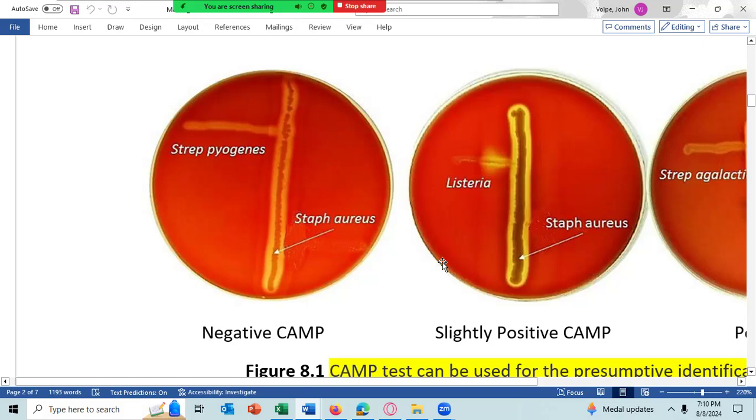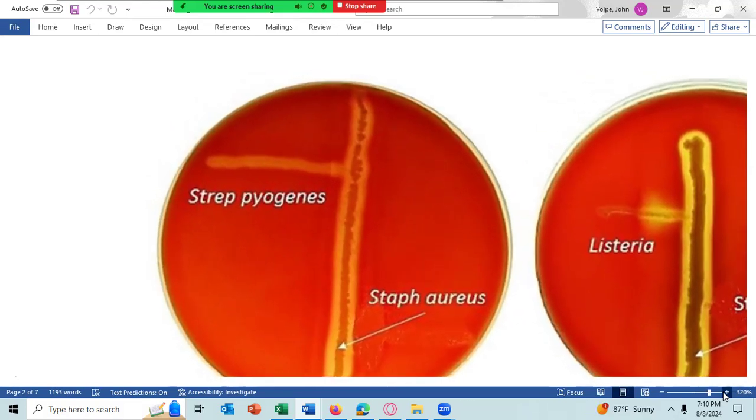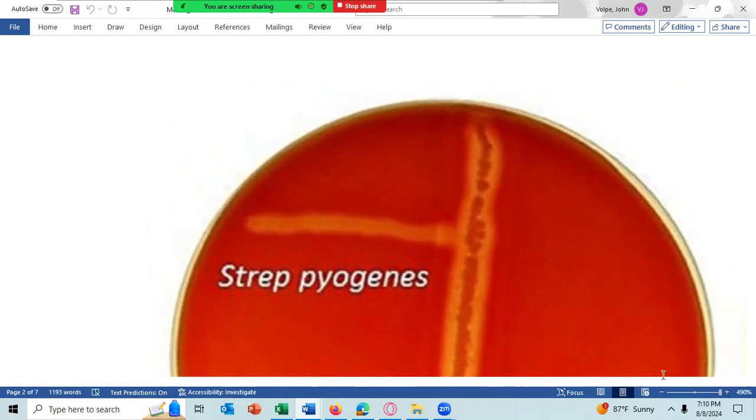Listeria is an organism which has a slightly positive CAMP test, where there's our streak of Listeria. And by the way, I should mention that Streptococcus pyogenes is beta hemolytic. We have to blow it up really, really high, though, to see it. And there's the streak of the bacteria. And then you have a clear, slight region growing around the area. So Streptococcus pyogenes is beta hemolytic. So is Staphylococcus aureus.